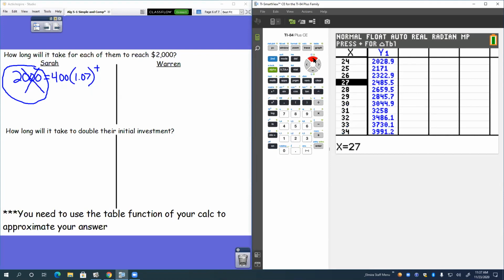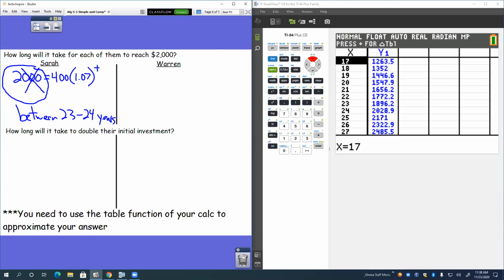So where does it hit 2000? Well, where it hits 2000 is right... I went too far again. Where it hits 2000 is in between year 23 and 24. All right, so all that you are going to write is between 23 and 24 years. Somewhere in between there, it's going to hit 2000.